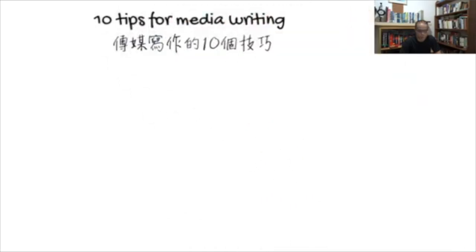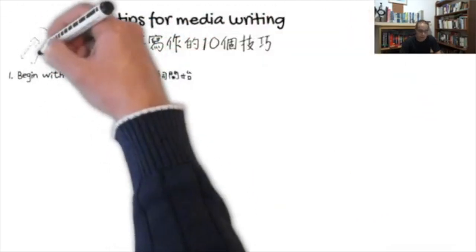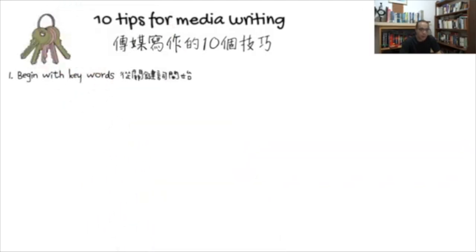The first tip is begin with the key words. Always begin with key words. Key words meaning the most important information, the most important information you want to give to the reader, want your reader and the audience to know. Always imagine that your reader doesn't have time to read the whole report. So always try to put the most important facts at the beginning. Start with the most important information. I will talk about that later when we come to discuss how to translate news. This is the first tip.